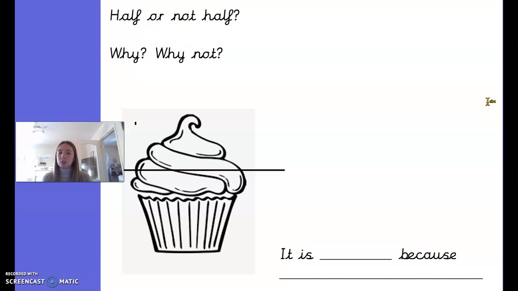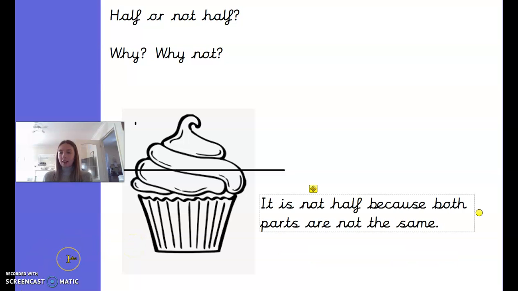This time we've got a picture of a cupcake. Half or not half? What do you think? Has the cupcake been cut in half? Why or why not? See if you can pause the video and explain your answer. Again, hopefully you've noticed then that this is not half because the parts are not the same. Although there are 2 parts, they're not the same. The bottom part of the cupcake is much larger than the top part. So this is not representing a half.